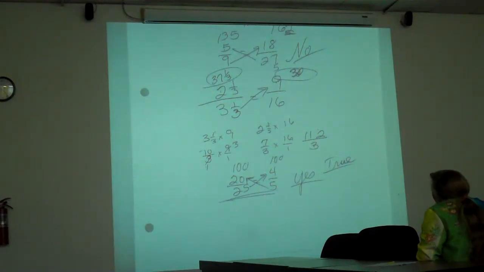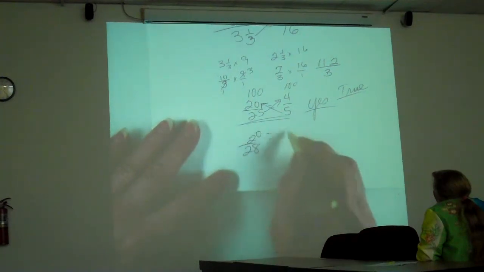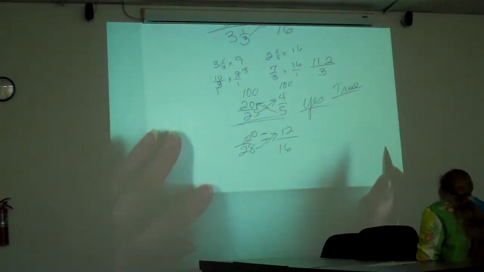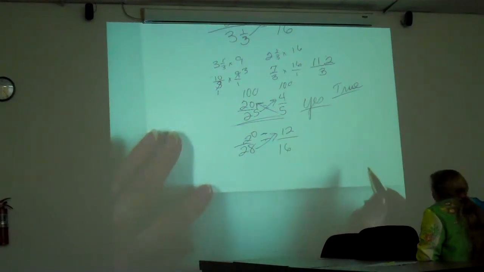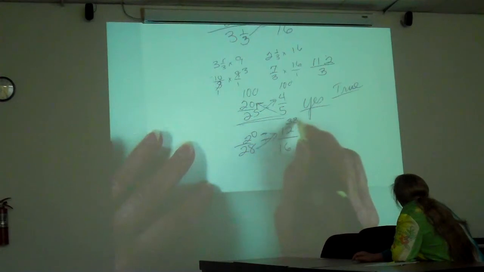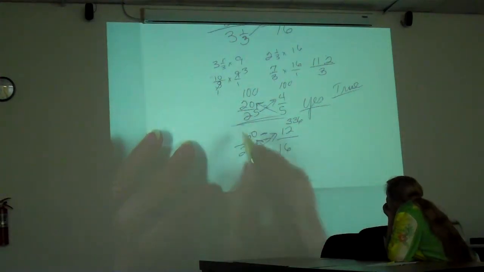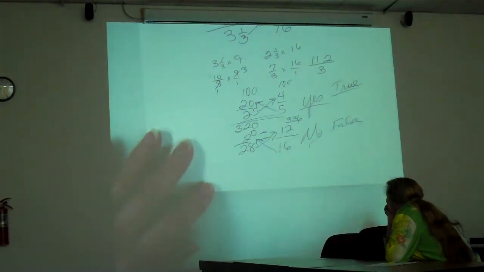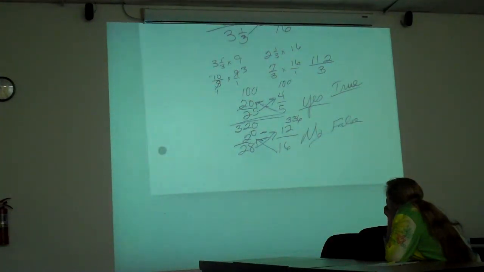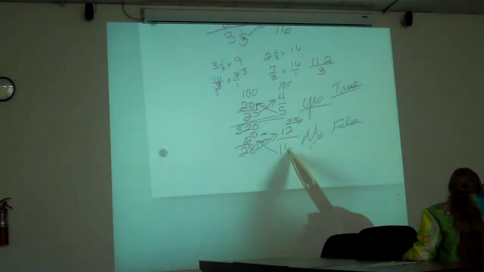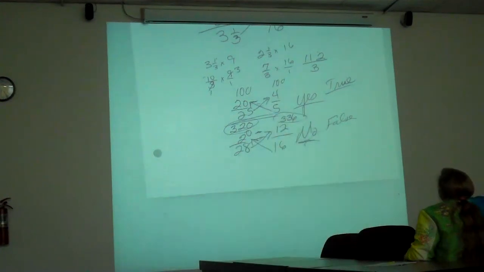How about 20/28 equals 12/16? 28 times 12, let me see. 28 times 12 is 336. How about 16 times 20? 320. Okay, that one's no, or false. It's not a proportion. So 20/28 equals 12/16 is not a proportion, because 320 is not equal to 336 when you multiply that.